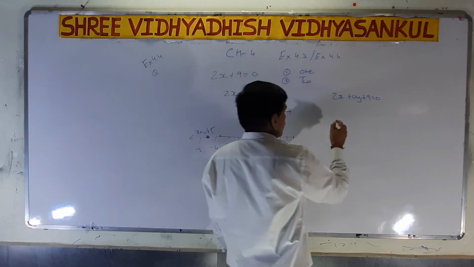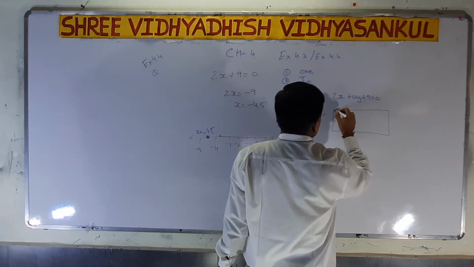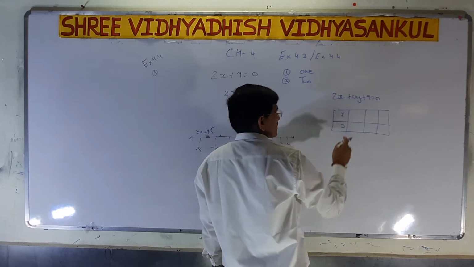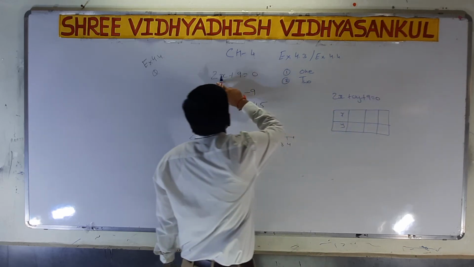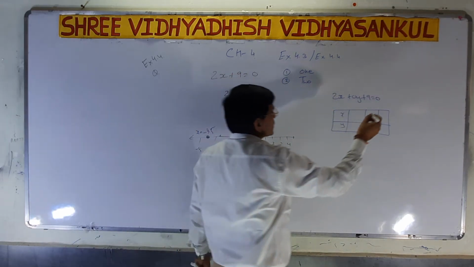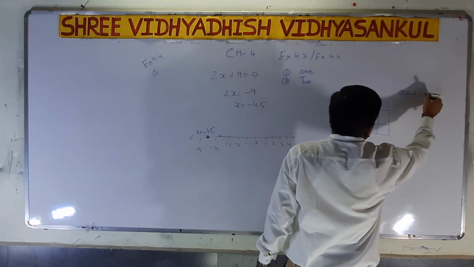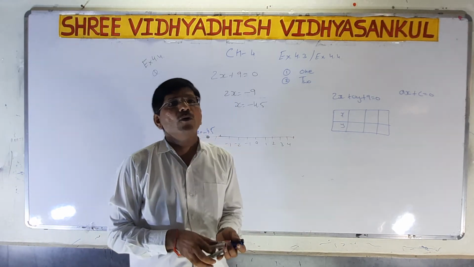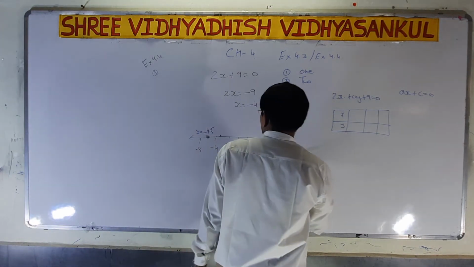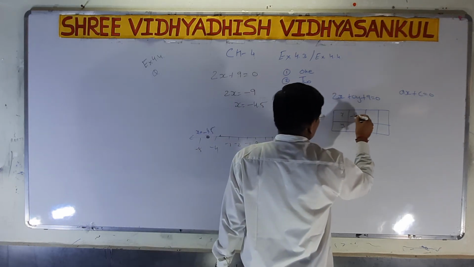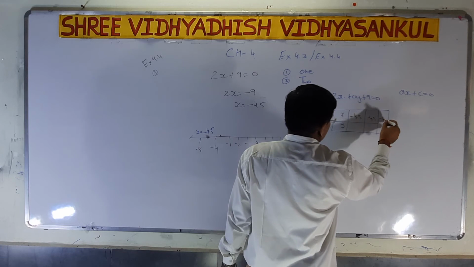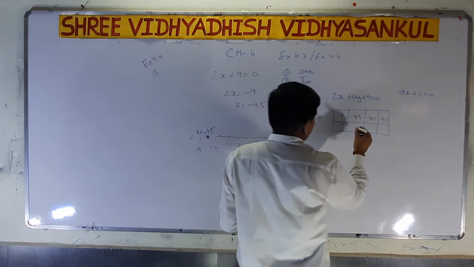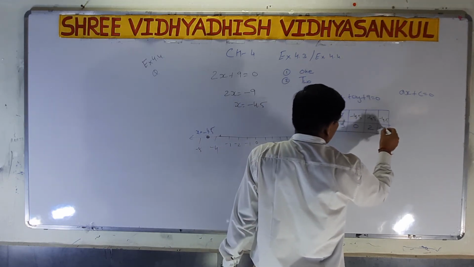That is standard form. Now we have to make a rectangular table. We have to put the value of x. Again, it's 2x plus 9, so ax plus c type graph. But in the last lecture, we discussed that ax plus c type graph is always parallel to y-axis. So the value of x is fixed now, minus 4.5. I have to put minus 4.5. The value of y we have to vary, that is, we can take 0, 2, and minus 2.